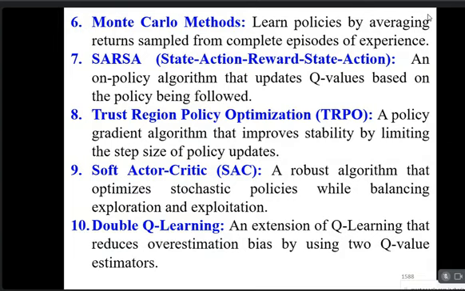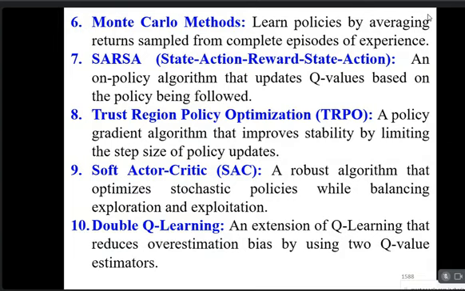an on-policy algorithm that updates Q values based on the policy being followed. Next, we are going for trust region policy optimization, that is TRPO, a policy gradient algorithm, meaning rules and regulations we are following, that improves the stability by limiting the step size of policy updates. Then soft actor critic, SAC, a robust algorithm that optimizes the stochastic policies while balancing exploration and exploitation.